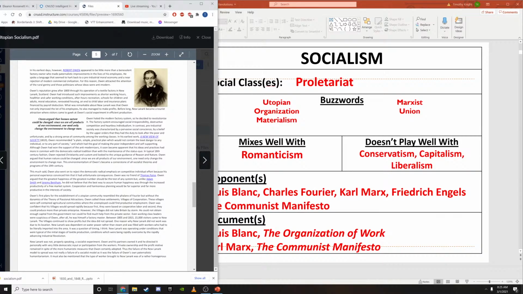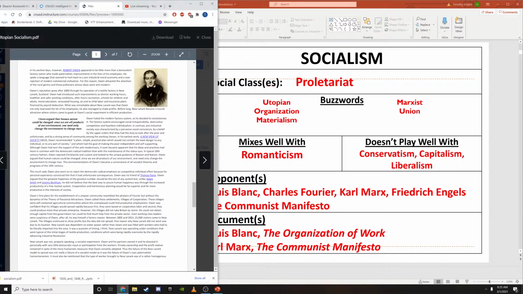However, the villages did not take Britain by storm. He could not obtain enough capital from the government, nor could he find much help from the private sector. Even working class leaders were suspicious of Owen. After all, he was himself a factory master. Between 1805 and 1815, 15,000 visitors came to New Lanark. The villages continued to show profits, but the idea did not spread.